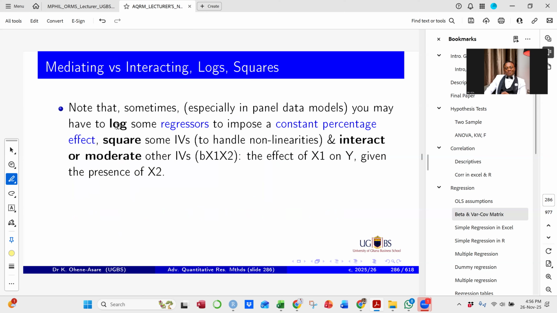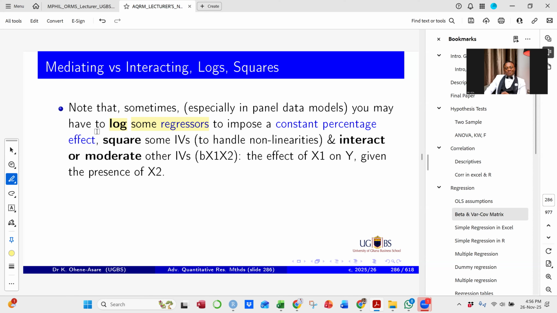Now, if you want to take some of the regressors, you want to take their log. For example, total asset, you take the log of total asset. Leverage, you take the log of leverage. Sometimes some people do some work on GDP, you take the log of GDP, the log of inflation. The idea of taking the log is to impose a constant percentage effect.